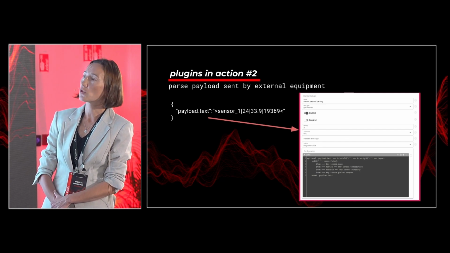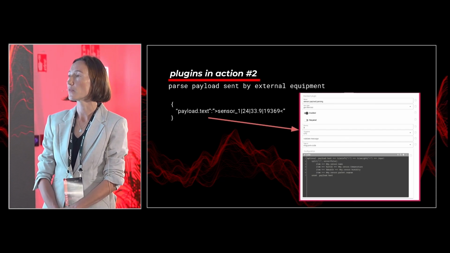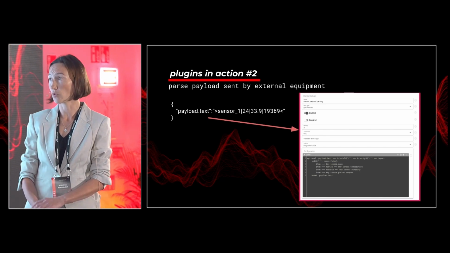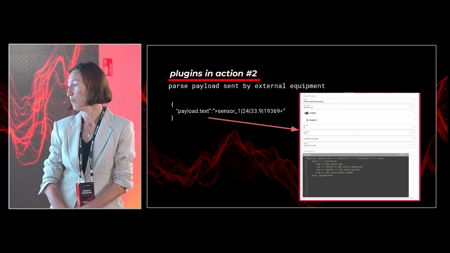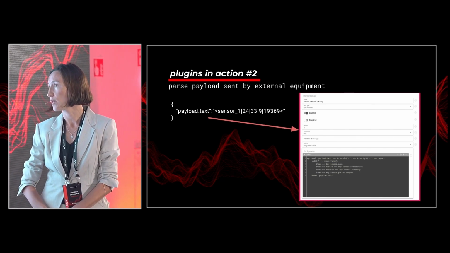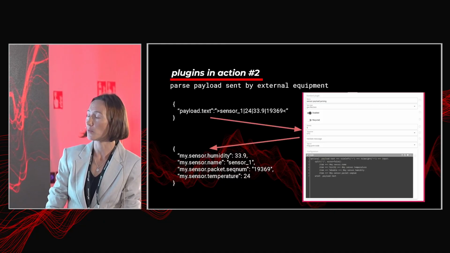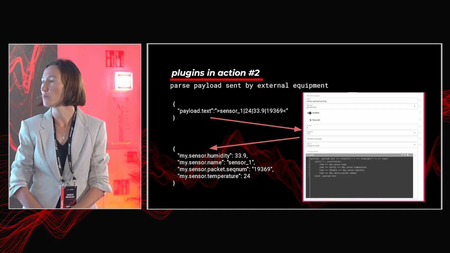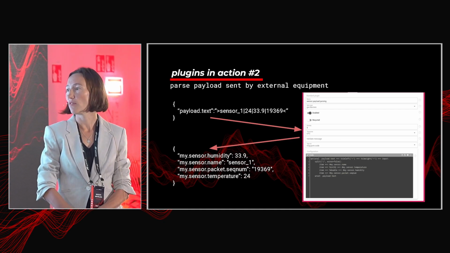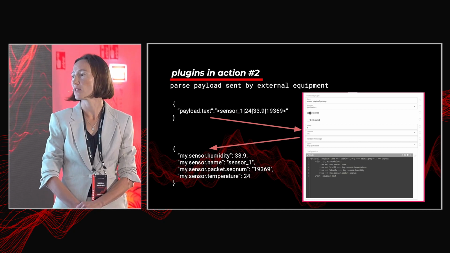As soon as I know how the payload is constructed, I may parse it and store separate values into separate message parameters. As a result, you may see now this payload is parsed, and there are message parameters with meaningful names in device's messages and in device's telemetry.